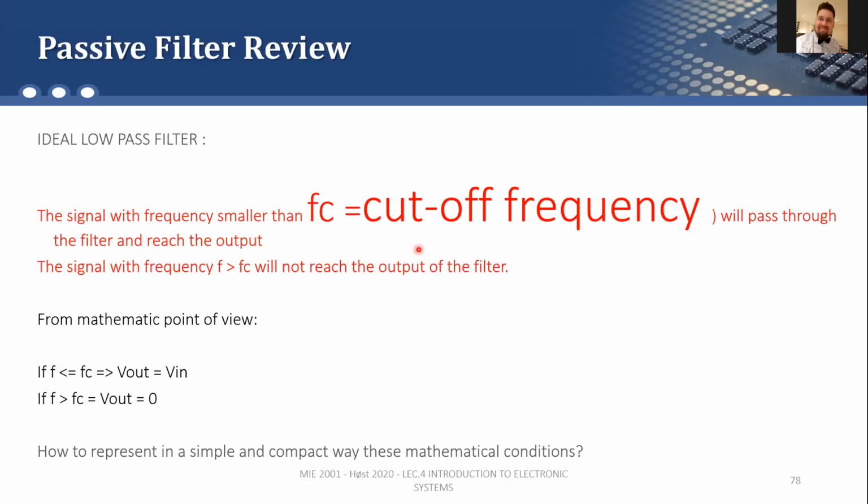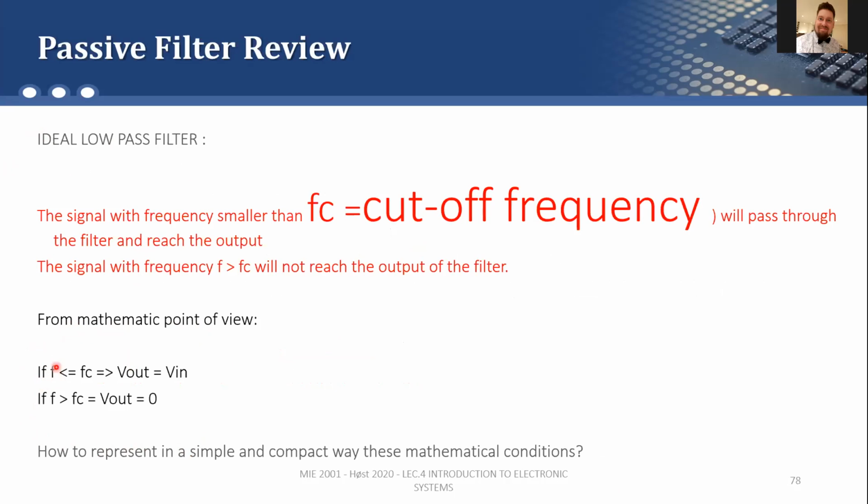Okay, so for the ideal low pass filter, I'm talking about ideal. This is very important. We start from the ideal situation. As I said before, the signal with a frequency smaller than the cutoff frequency will pass through the filter and reach the output. If the input signal has a frequency larger than the cutoff frequency, then it cannot reach the output. So from a mathematical point of view, you can describe the filter in this way.